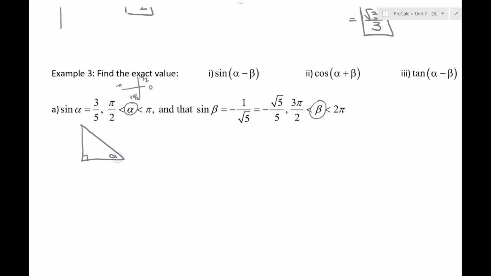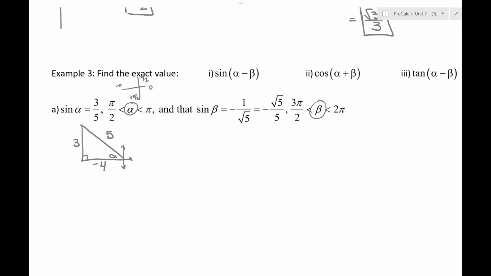My reference angle is at the origin. It tells us that sine is 3 over 5, so that's opposite over hypotenuse. You can use the Pythagorean theorem to find the missing side, or you can just know your triples, and this is 4, but it's negative because we're in the second quadrant, and that's the negative x-axis. Okay, so there's your alpha triangle.